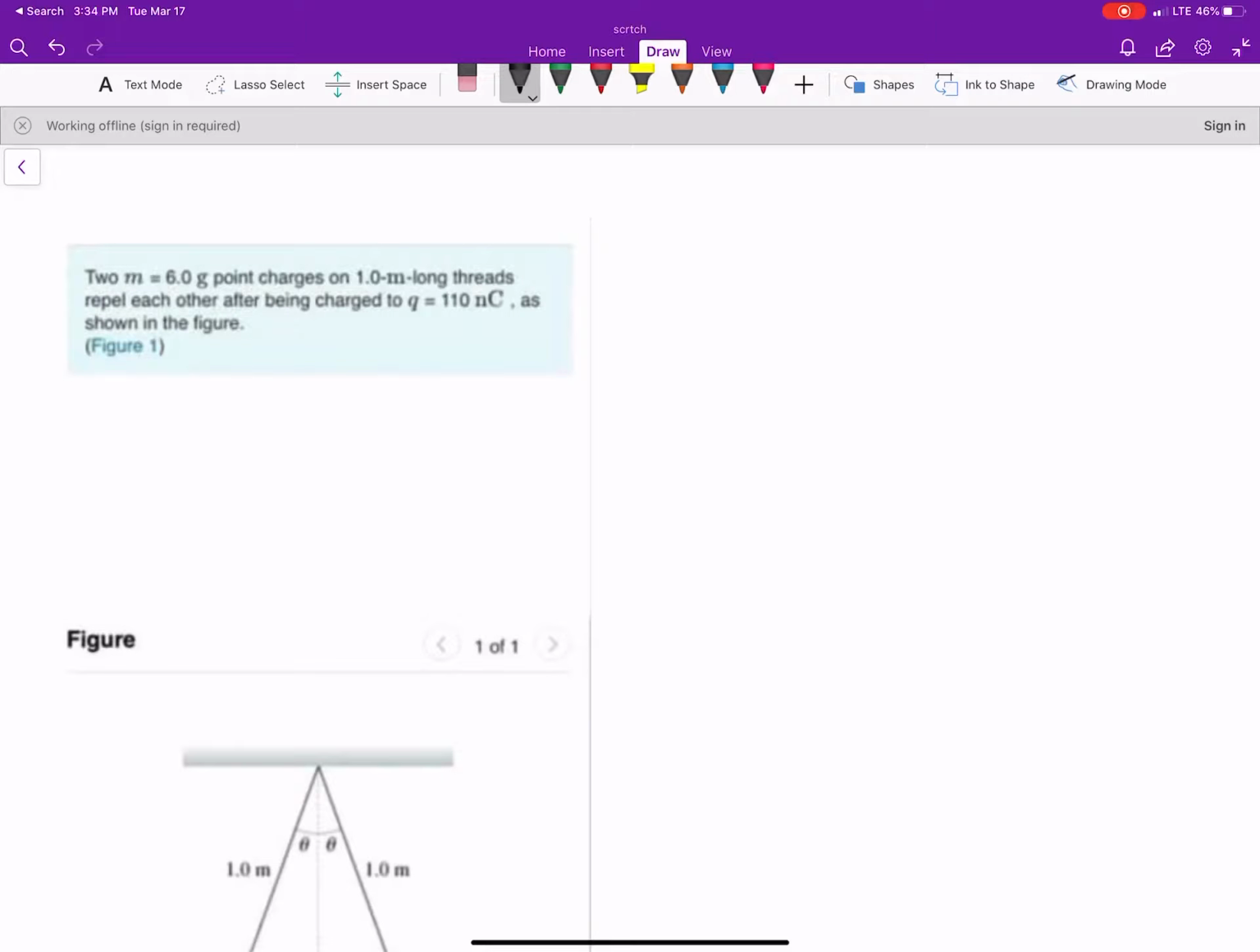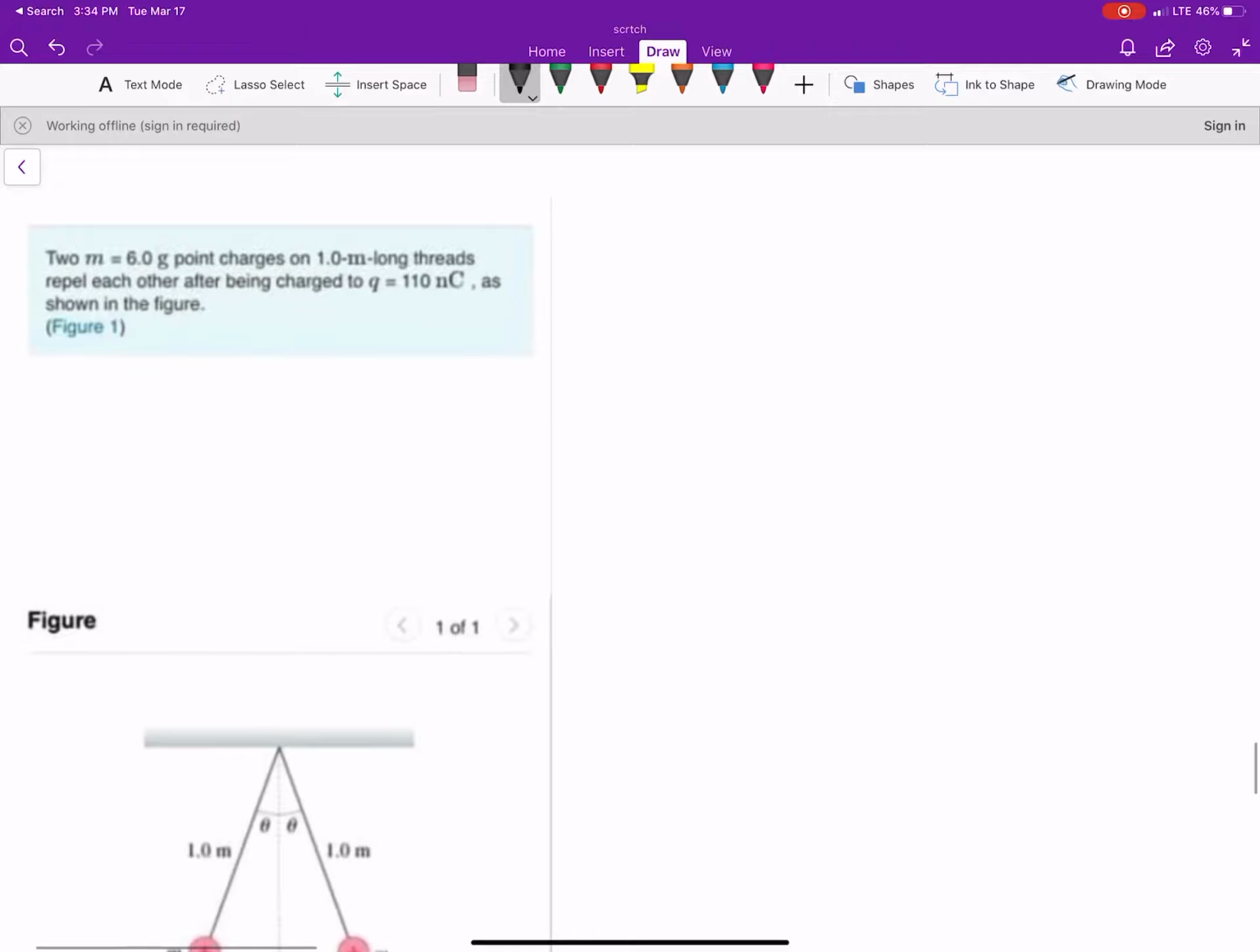All right, so we're going to do another Physics 2 example. This one also is related to Coulomb's law. There's a little more to it, but that's okay. This is more of a problem you might see on an exam for an example. So this is the question, and this is the figure.